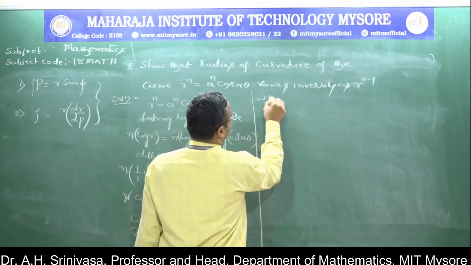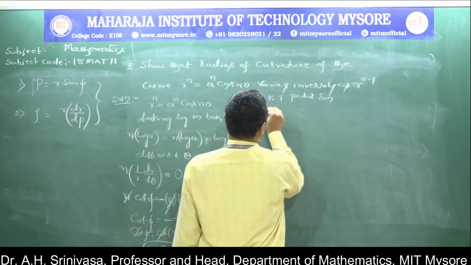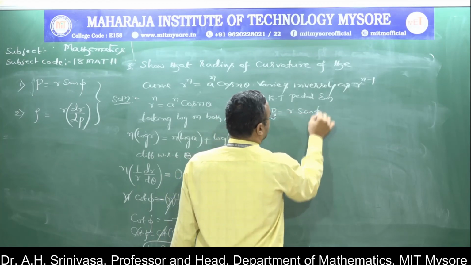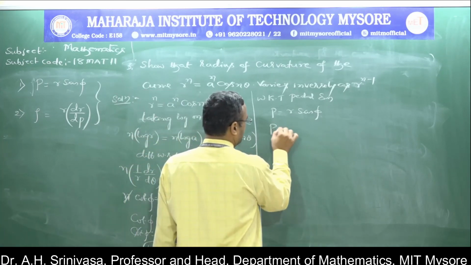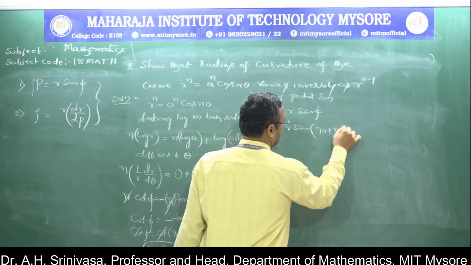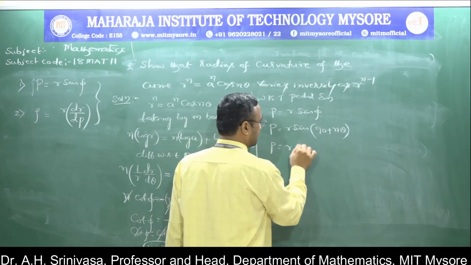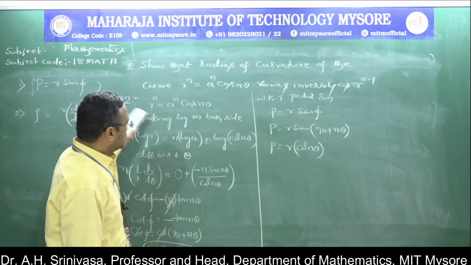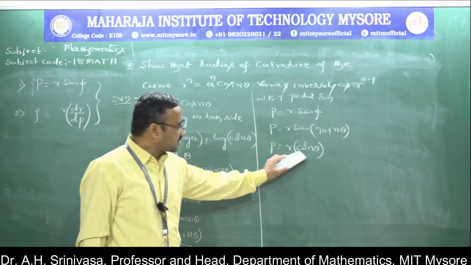We know the pedal equation p = r sin φ. Okay, then put it here now. p = r sin(90 + nθ), then p = r cos nθ. Okay, so now go to elimination. In the pedal equation, it should contain only p and r. We don't want cos nθ.